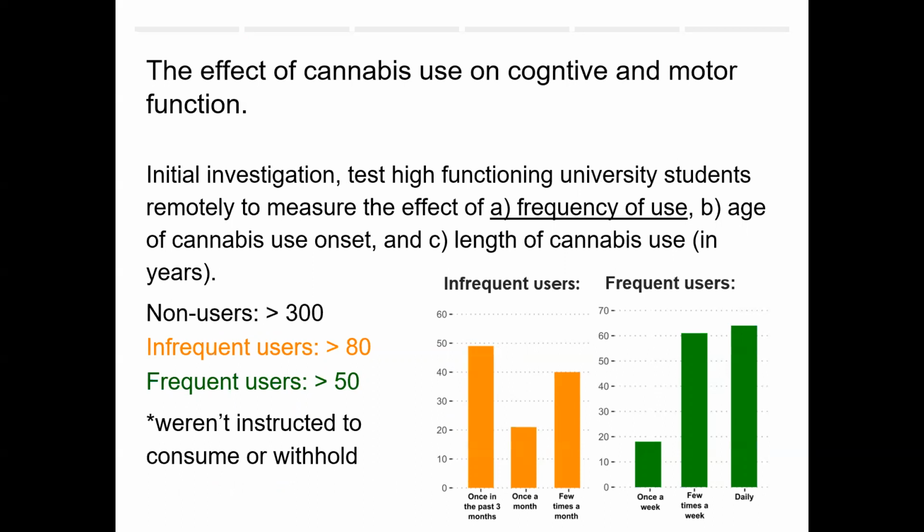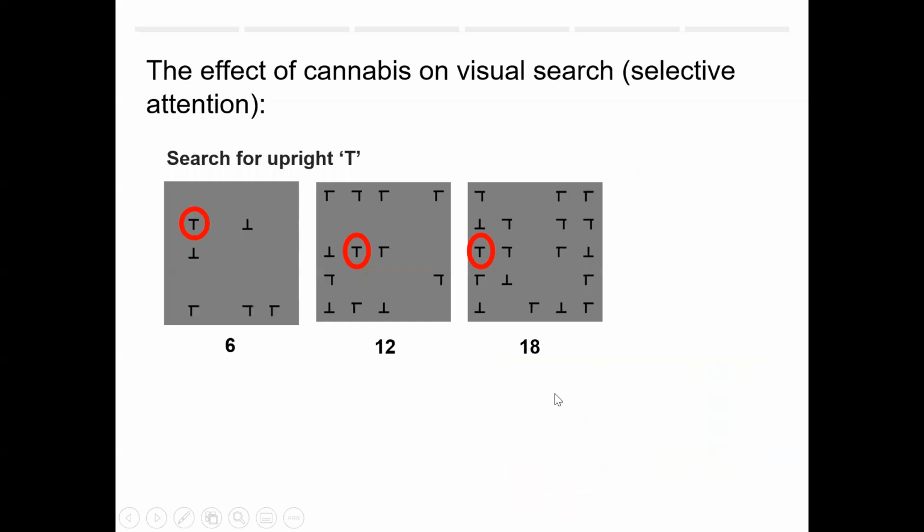But for this short review, we compared performance of frequent users, who were mainly people who used it daily or a few times a week, with infrequent users, who use about once a month, maybe a few times a month, or at least once in the last couple of months, with non-users, people who've never used. And here are the results for one task.